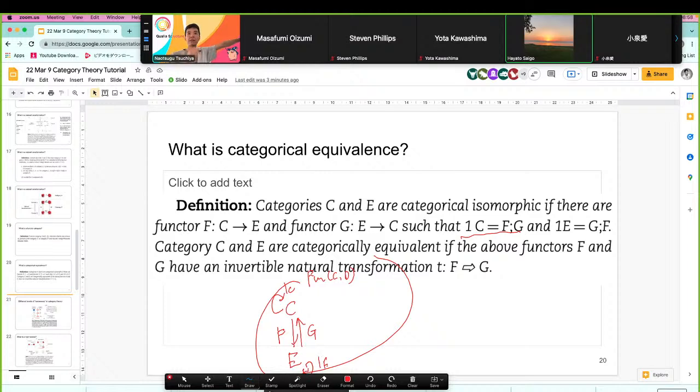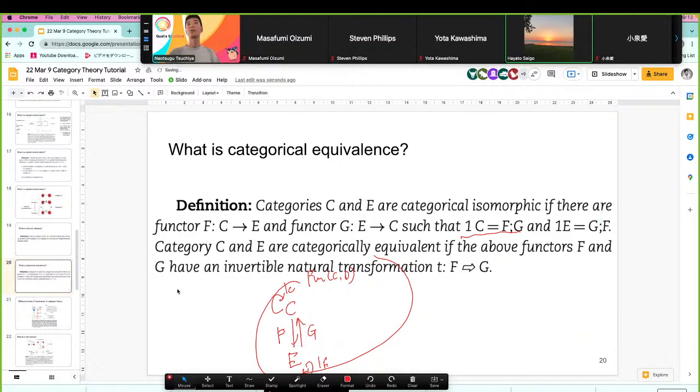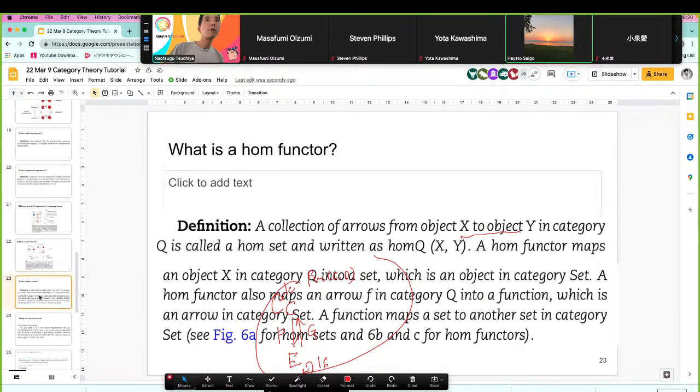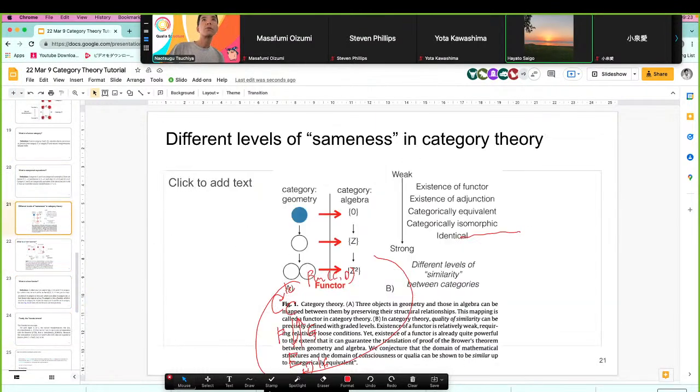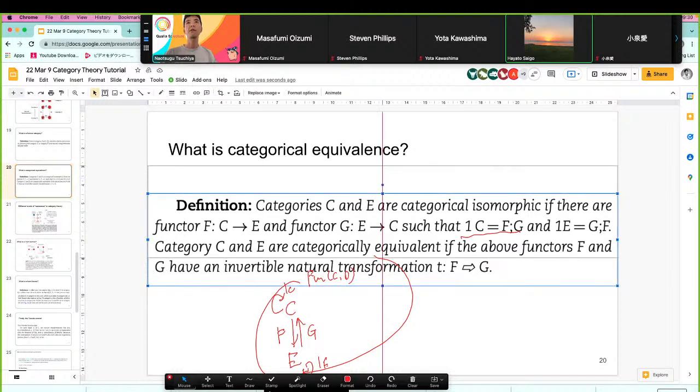But it turns out that in a way, it's too strict kind of condition. And I forgot why I don't have that categorical equivalence thing here. Sorry. Maybe Hayato, do you want to explain categorical equivalence?